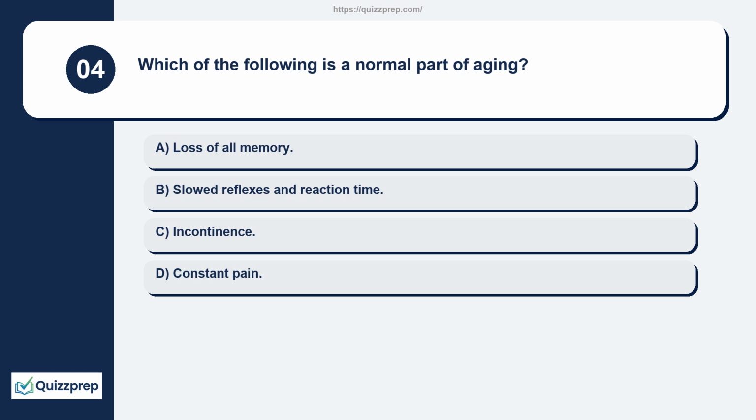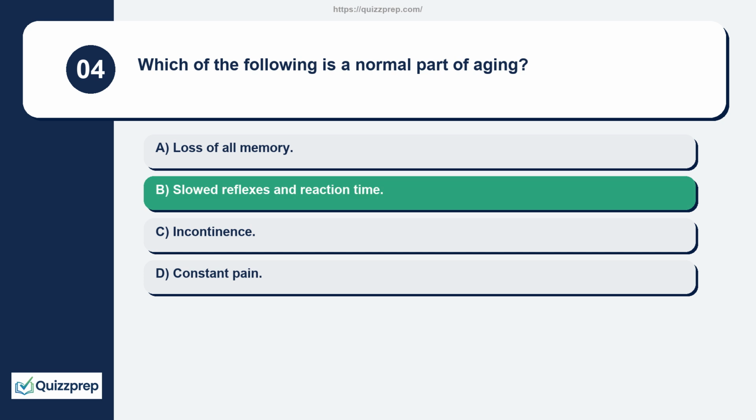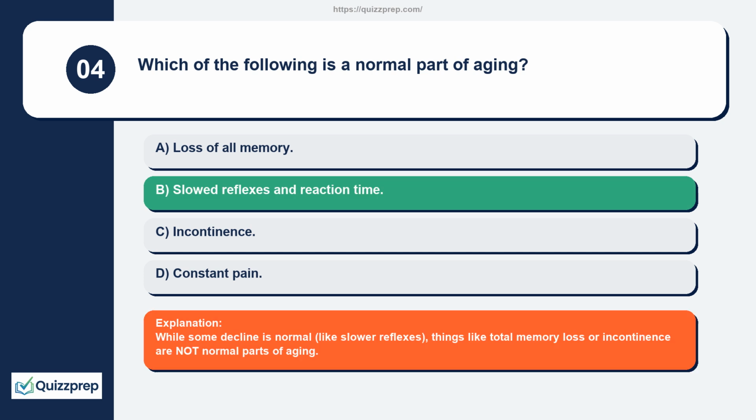Question 4. Which of the following is a normal part of aging? Loss of all memory, slowed reflexes and reaction time, incontinence, constant pain. While some decline is normal, like slower reflexes, things like total memory loss or incontinence are not normal parts of aging.